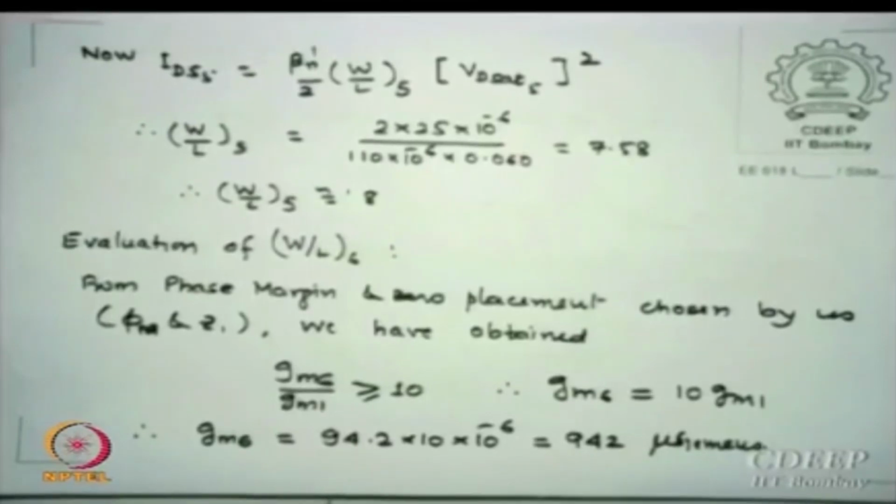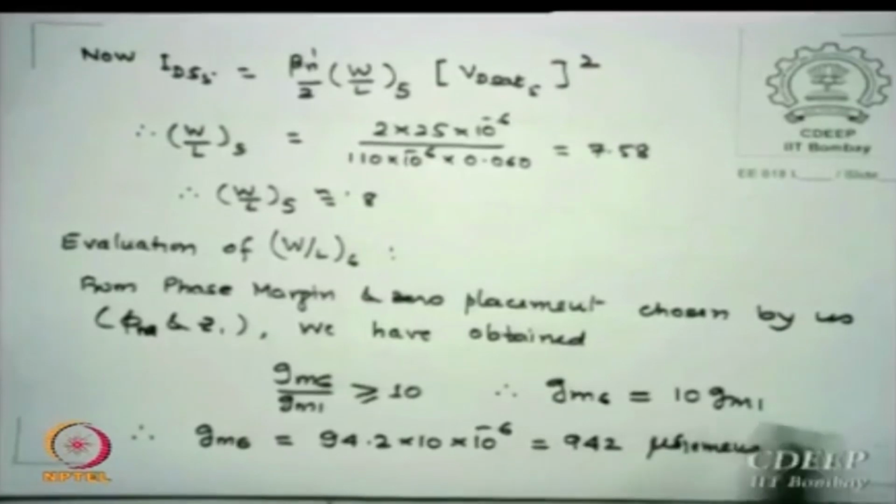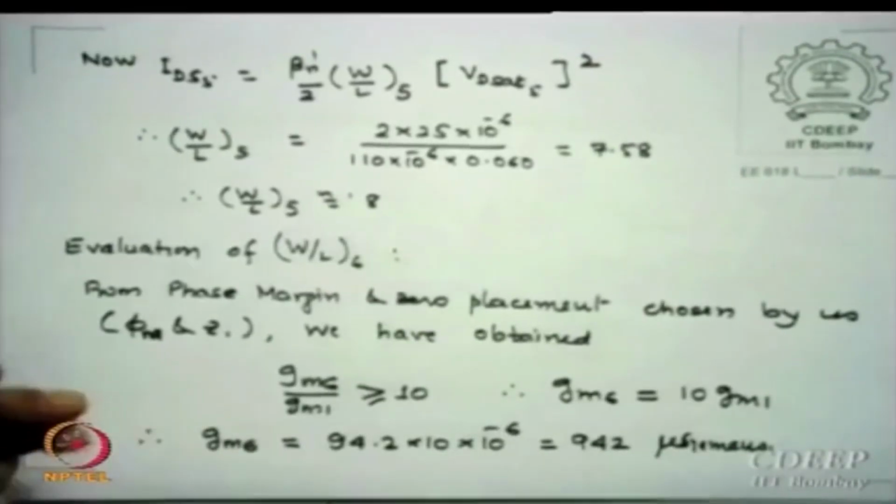The gain stage. I always say as if the differential amplifier gives equal gains, but normally the differential amplifier is not the gain stage. The next stage of the amplifier is called the gain stage. Now if I say W by L6, I go back to see my phase margin relations. I figured out from there, if you check our earlier, GM6 by GM1 should be larger than or equal to 10. I assume the equal value, GM6 is 10 GM1. GM1 I have just calculated. So GM6 is 942 microsiemens.